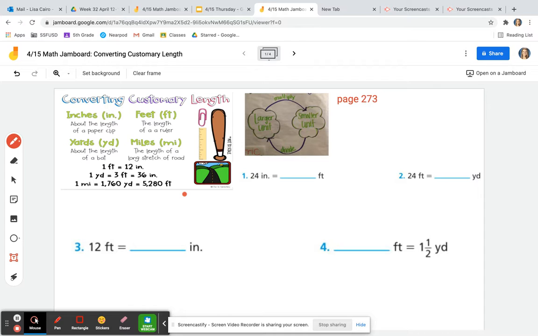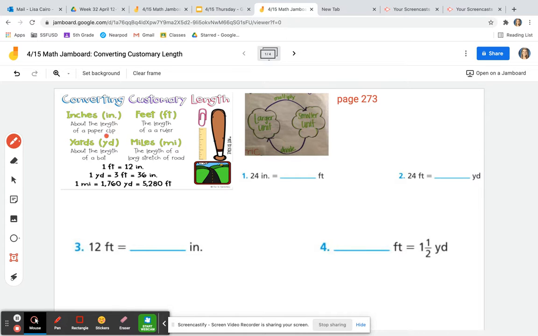And on this converting customary length reference sheet, you will see that we use inches, feet, yards, and miles to measure certain distances and certain lengths. And we're going to be using equations, of course, to go along with this in order to convert and go from one unit of length to another. So before we get into that, these pictures on the side are there, again, to have your mind be thinking of objects we're all familiar with and about the length of them.